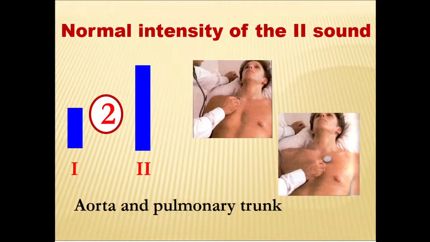When we are talking about the intensity of the second sound, which is given over the heart base, where we auscultate the aorta and pulmonary trunk, the normal intensity of the second sound is when its loudness is 2 times more than the first sound. Each is normal.